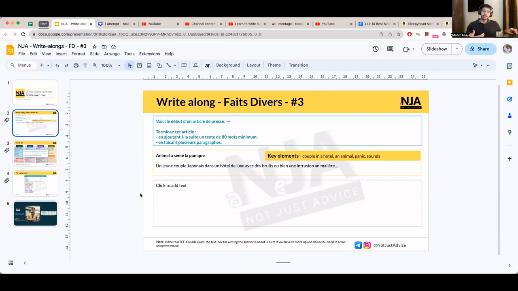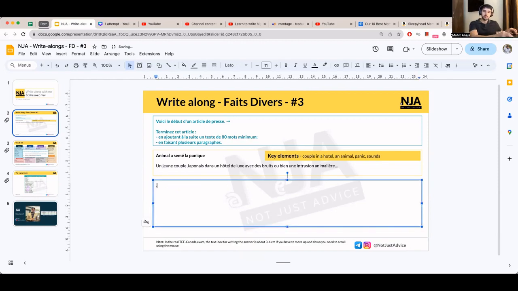So let's start writing this article by continuing the sentence that has been given to us as usual. So I'll continue the points de suspension, and let's say this animal intrusion happened when something else happened. So I'll talk about pendant que. Pendant que is to talk about simultaneous events. Pendant qu'ils dînaient tranquillement dans leur chambre. Okay.